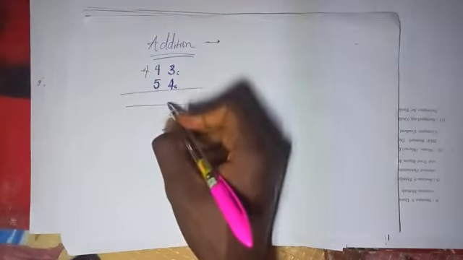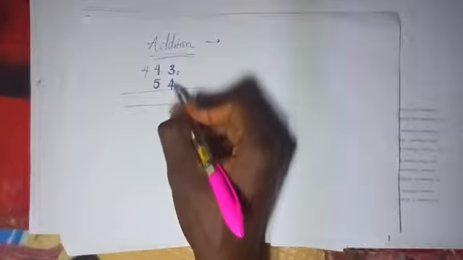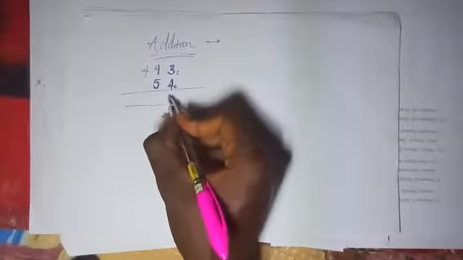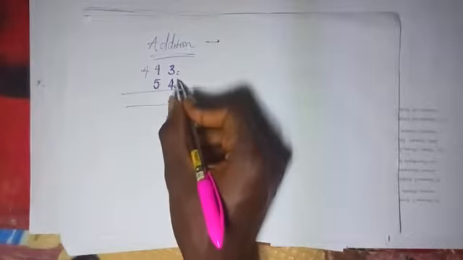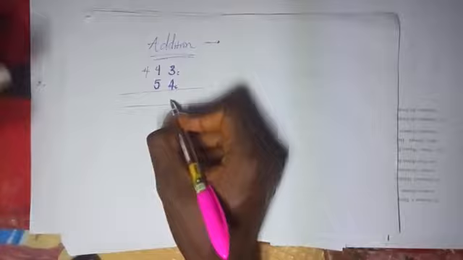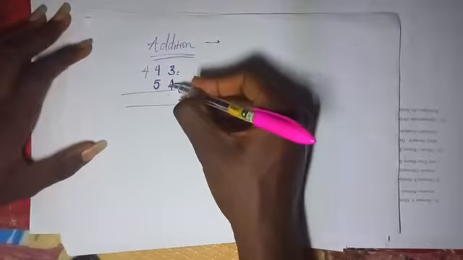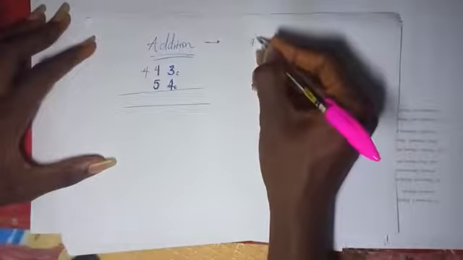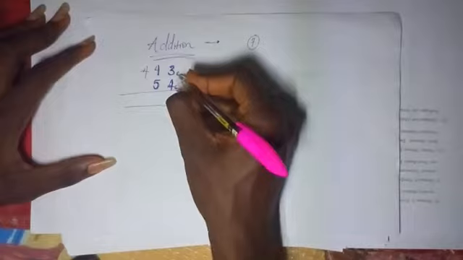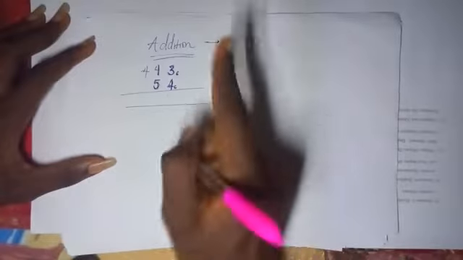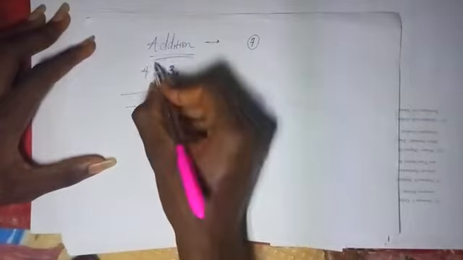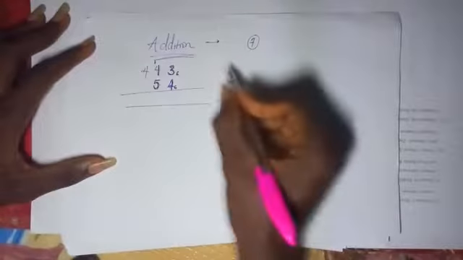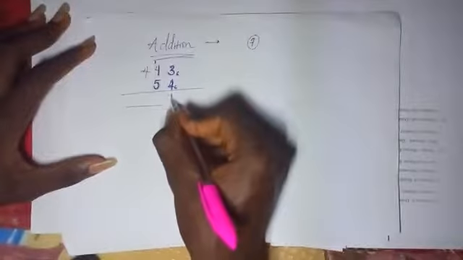Now, if you want to add something like this, listen attentively. This is 3, this is 4. 3 plus 4, that is 7. Are you allowed to write 7? 7 is not in base 6, so you are not allowed to write 7. Write the 7 somewhere here. Now ask yourself, how many 6 can you see in 7? Just one time. So 6 can go in 7 one time. What is the remainder left? The remainder is also 1.